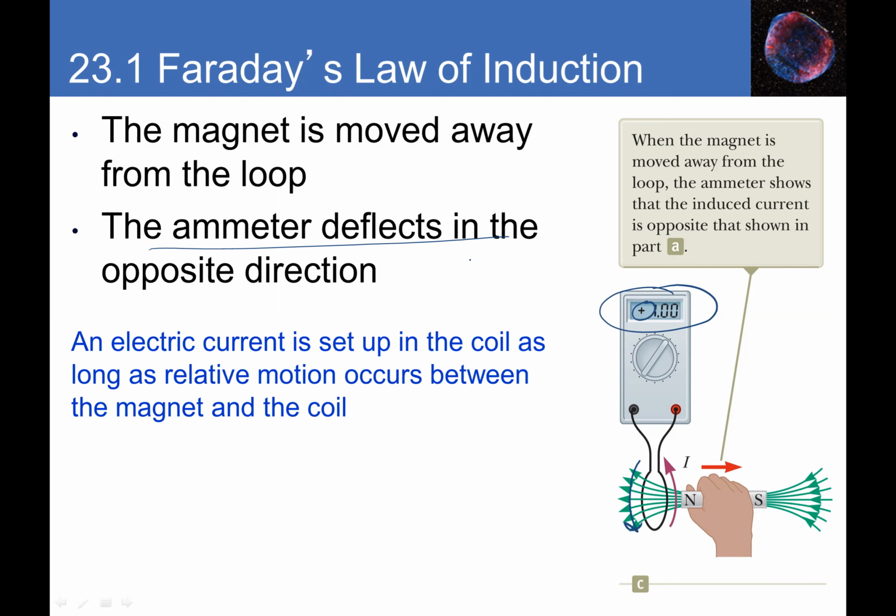Okay, that means an electric current is set up in the coil as long as a relative motion occurs between the magnet and the coil. That means you could see, right, Experiment 1 was holding that magnet stationary. So if you hold it stationary, there was no induced current. But as soon as you start moving, there was the induced current in that loop of wire.